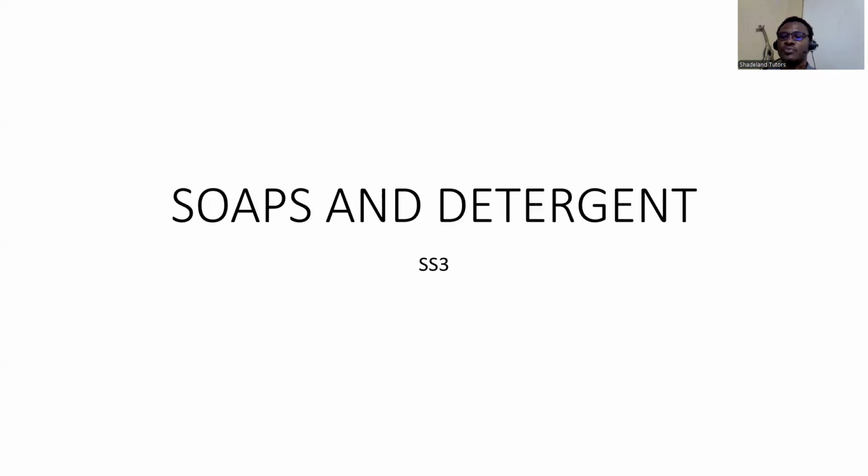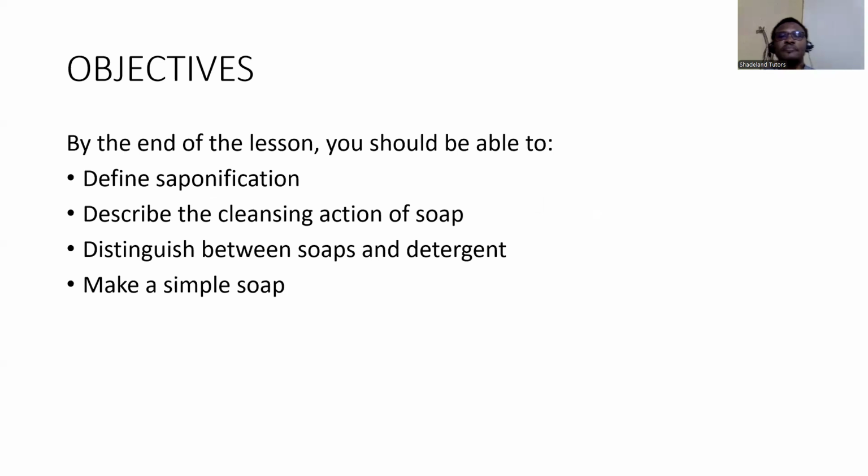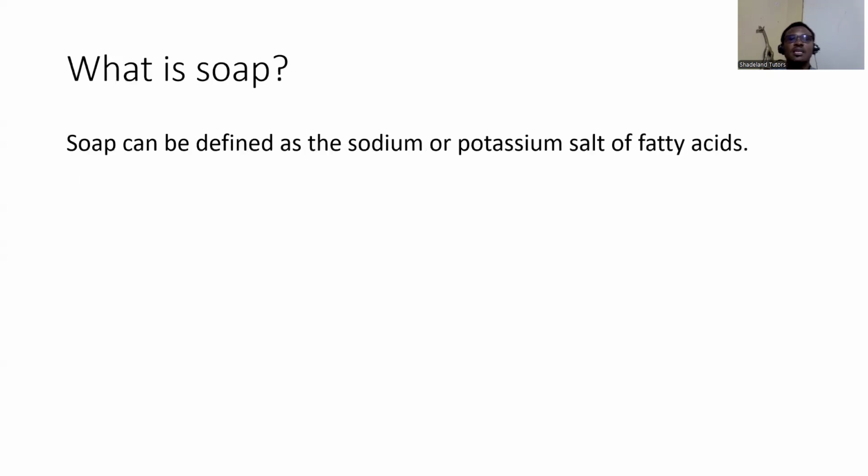And we're going to look at the objectives of this class. By the end of this class, you should be able to define saponification, describe the cleansing action of soap or the emulsifying action of soap. Then you should be able to distinguish between soaps and detergents. And of course, you should be able to make a simple soap. So let's look at what is soap.